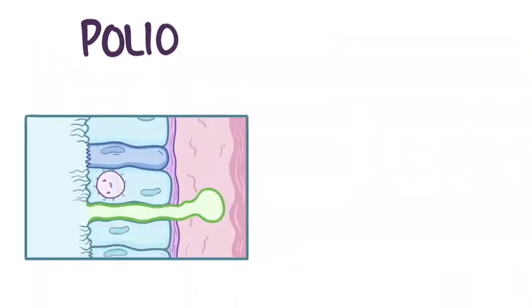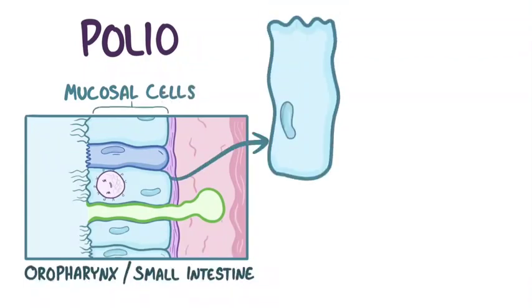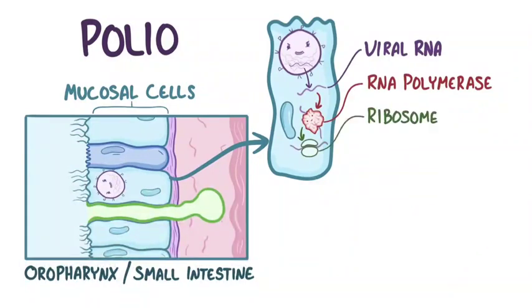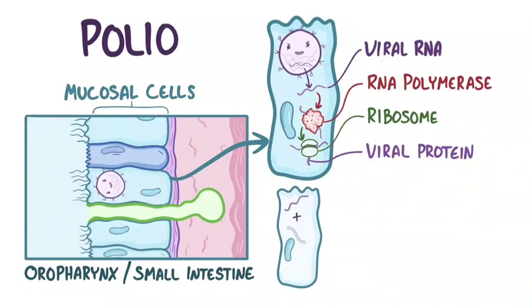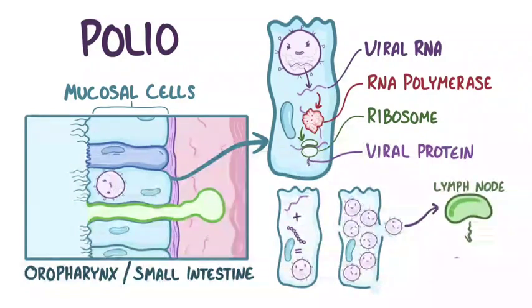Once the virus enters the body, it binds to mucosal cells of the oropharynx and small intestine, and gets inside those cells, and then releases its RNA. The viral RNA uses the cell's RNA polymerase enzyme to make copies of itself, and then the new RNA copies hijack the ribosomes that normally make proteins for the cell, and force those ribosomes to make viral proteins instead. The viral protein and RNA self-assemble into lots of new polioviruses, and within days they cause the mucosal cell to lyse, releasing the newly formed viruses, which make their way to nearby lymph nodes and eventually into the bloodstream.